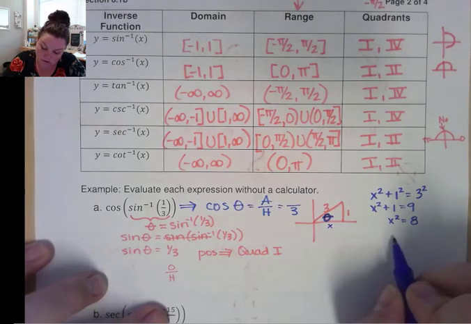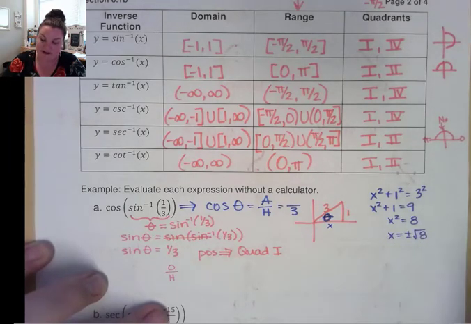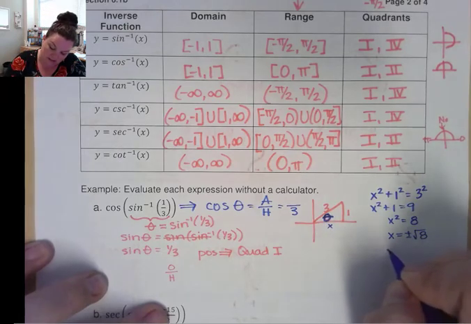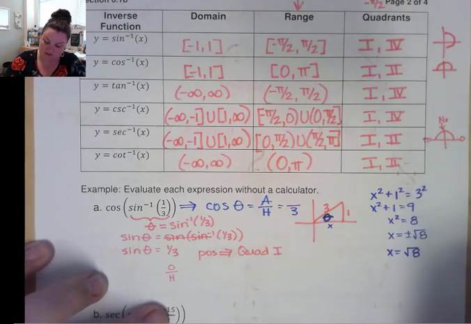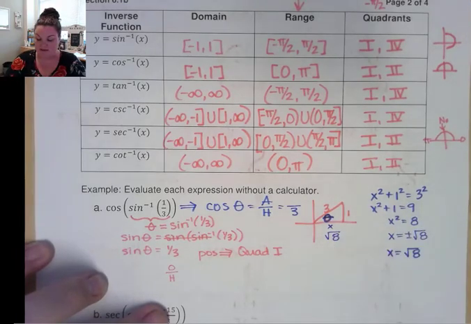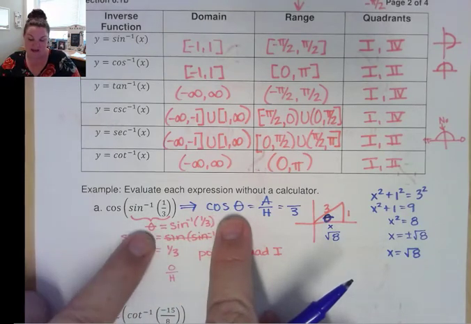So I have x is equal to plus or minus the square root of 8. And because it's in quadrant 1, we know that it's positive. So now we know that that adjacent side is the square root of 8. So now we can calculate the cosine of theta, right?